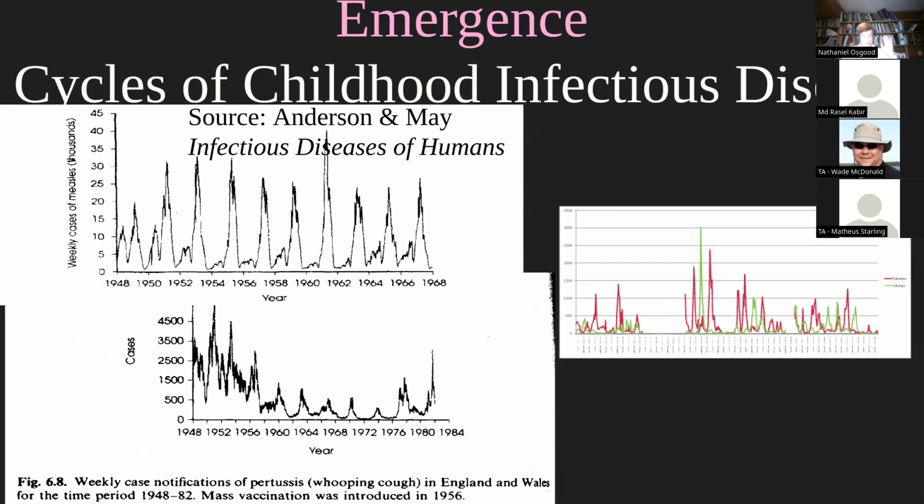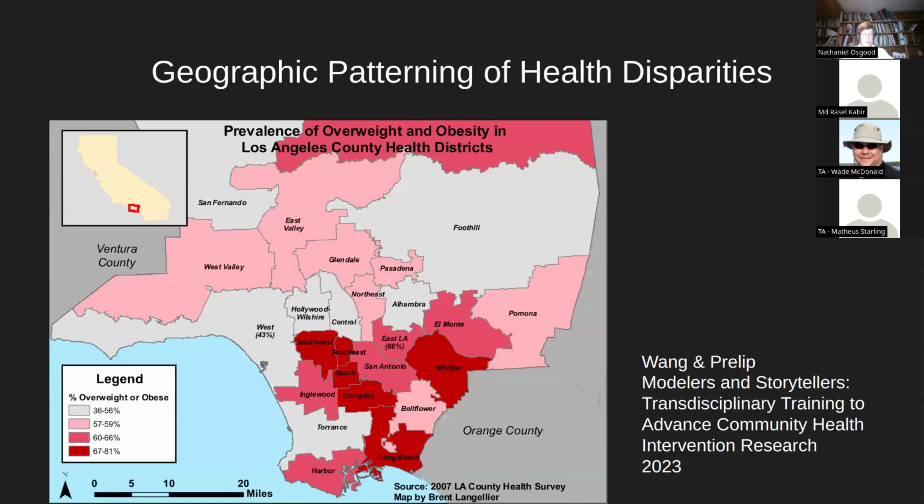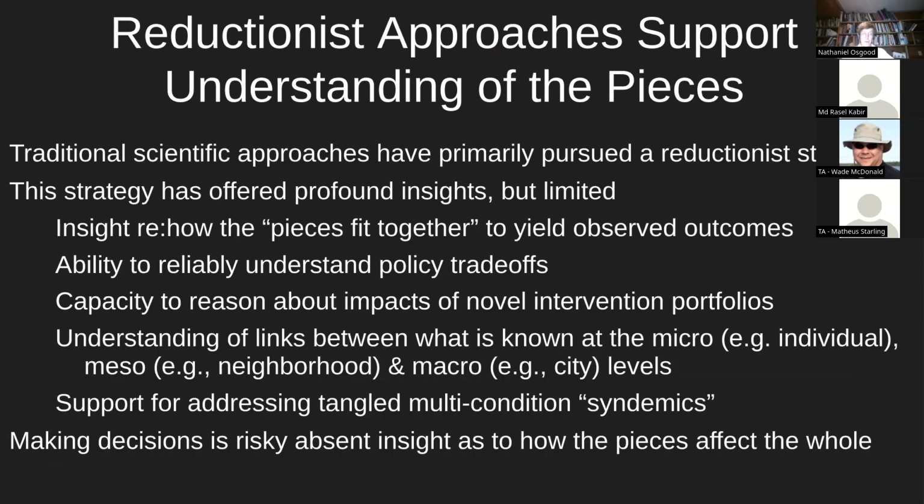We see that historically, as I mentioned, for childhood infectious diseases, but in many different areas, including network contexts of clustering of individuals who are working with obesity challenges, clustering in social networks. And we see it writ large in the areas of health disparities for areas of LA, with some collaborators we work with there on the food environment.